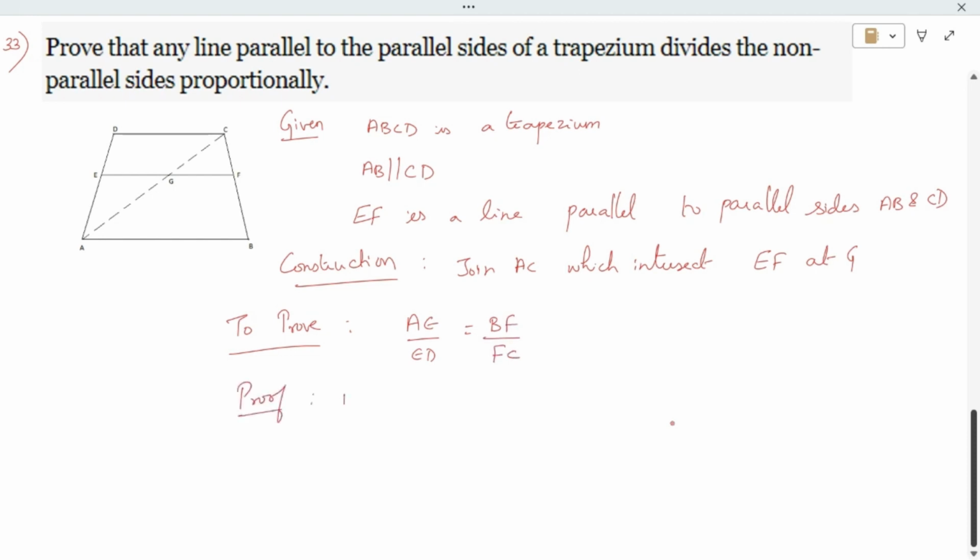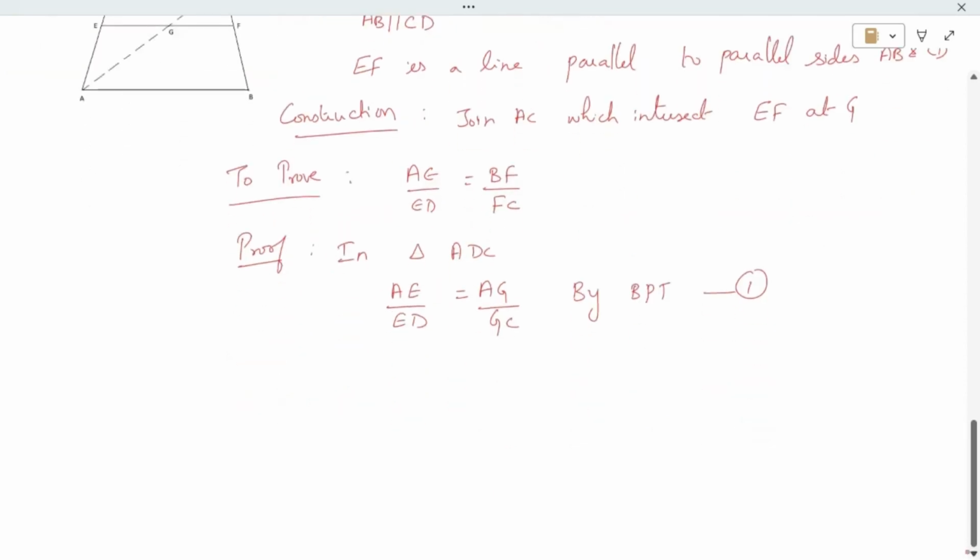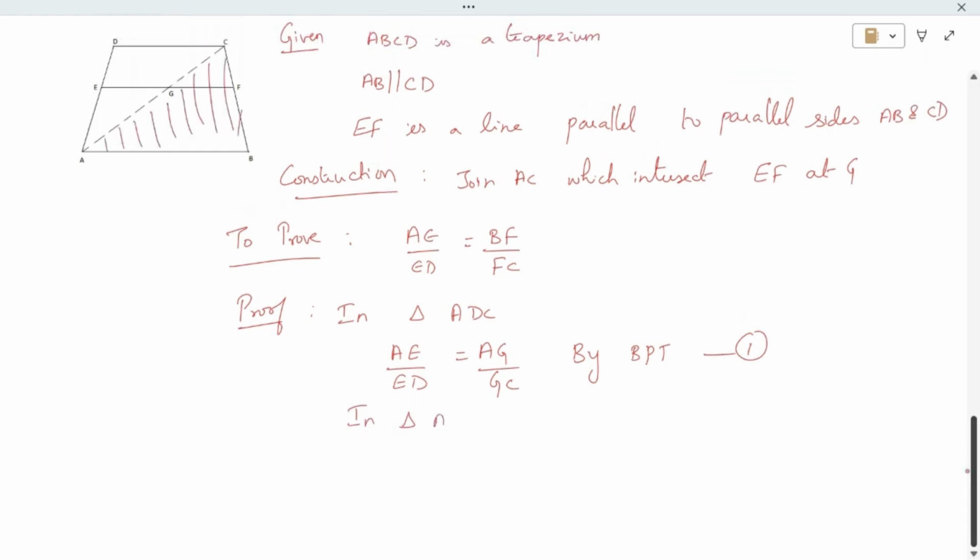So first let me consider a triangle ADC. In ADC, I know AE by ED is equal to AG by GC by basic proportionality theorem, isn't it? So I'm just making it as equation 1. Now, in triangle, the next triangle is ABC. In triangle ABC, AG by GC is equal to BF by FC. So again by basic proportionality theorem. So this is equation 2.